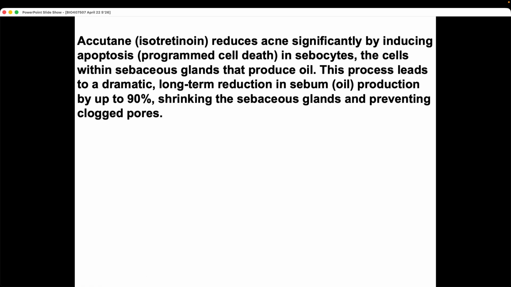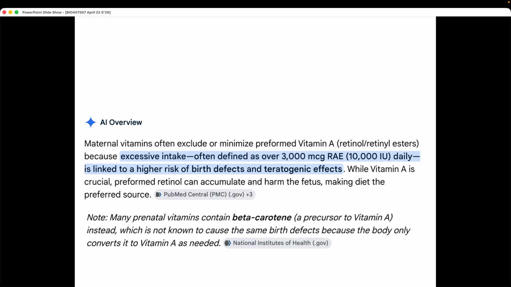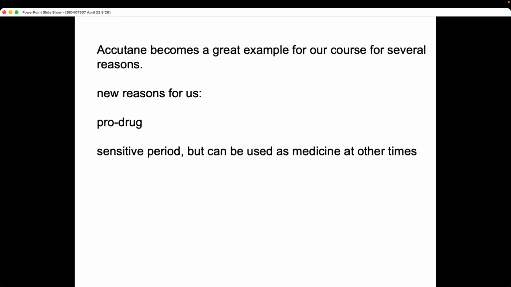And just a restating of some of the things we've talked about, again, about that apoptosis story, and then I brought up this idea of maternal vitamins, and we talked some about vitamin A and beta carotene on Monday. And then I just wanted to type this out, that for a whole bunch of different reasons, Accutane becomes a good example for us to bring to our final exam.